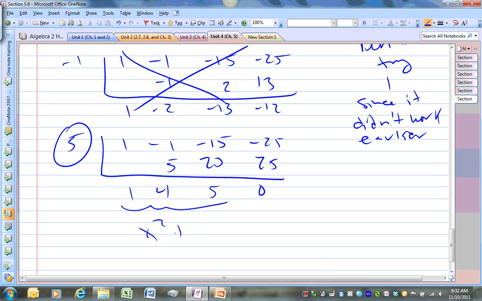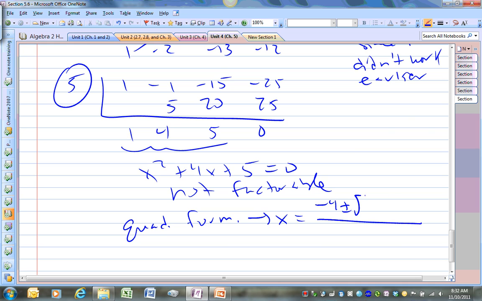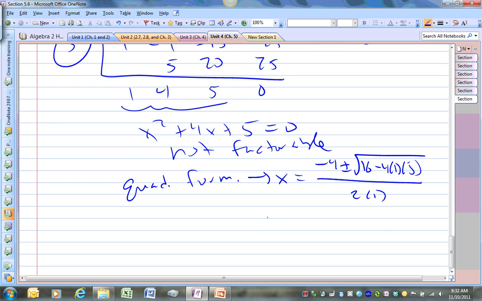Now this right here is x squared plus 4x plus 5. This is not factorable. So let's use the quadratic formula. If you use the quadratic formula on this, you get the following. x equals -4 plus or minus the square root of b squared minus 4ac, divided by 2a. So x would equal -4 plus or minus square root of -4, over 2.